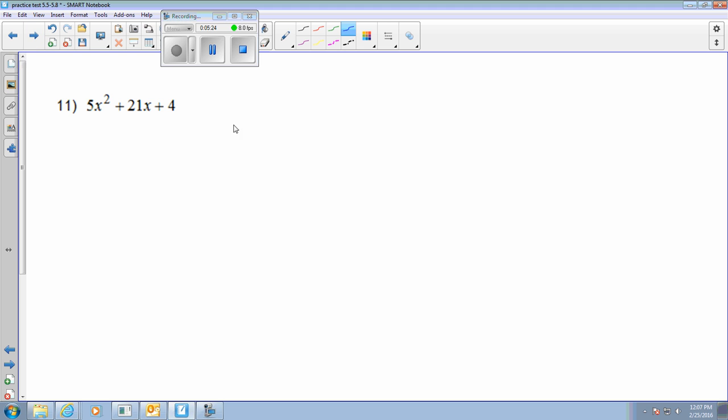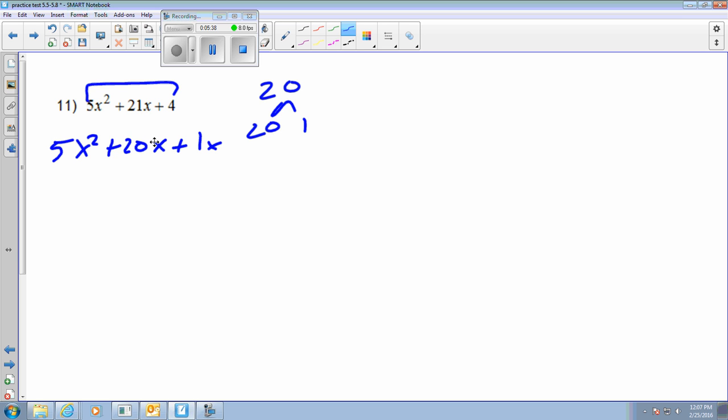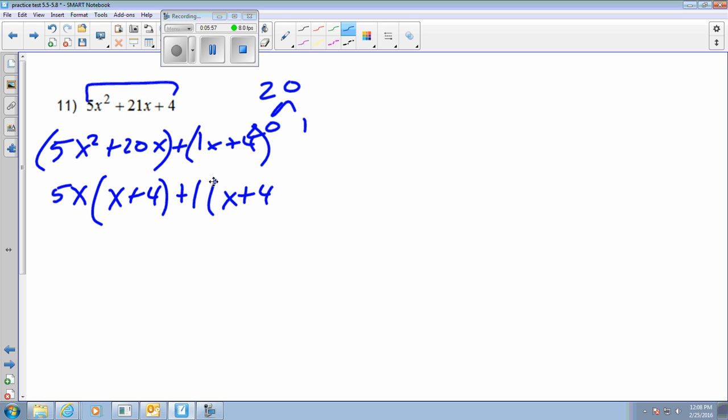Number 11. Here we're back to the trinomials. AC is 20. Factors of 20 that add up to 21 are 20 and 1. Replace my middle term with 20x and 1x. Groupity, group, group, group, plus sign in between. Greatest common factor of my first grouping looks like 5 will go into both of them and x, leaving me with x plus 4. I can only pull out a 1 out of the second grouping, leaving me with x plus 4. And so I'm going to rewrite this as x plus 4 times 5x plus 1.